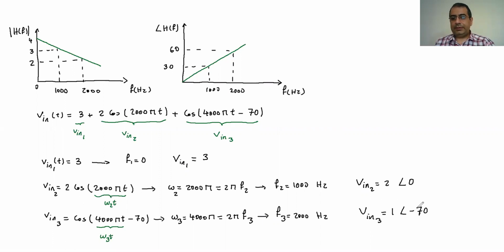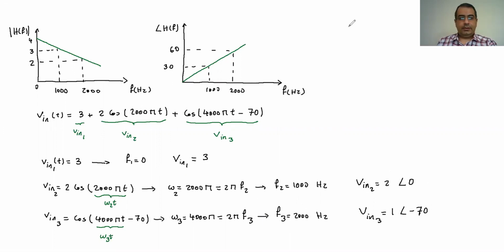So basically we bring them into the frequency domain. The first one has a frequency of 0 with a magnitude of 3. The second one has a frequency of 1000 with a magnitude of 2 and an angle of 0. And the third one has a frequency of 2000 with a magnitude of 1 and an angle of negative 70. Now I will pass each of these through this filter to see what happens.